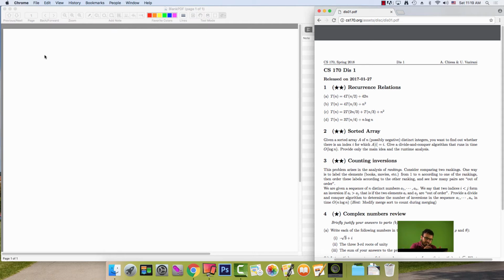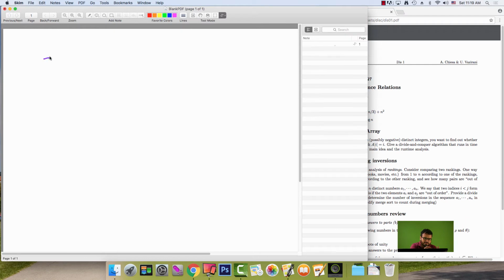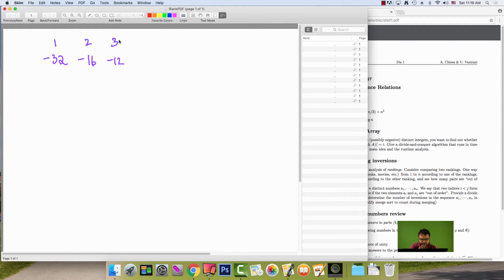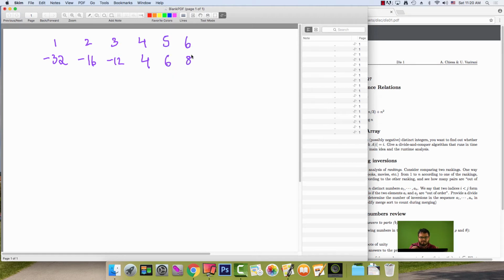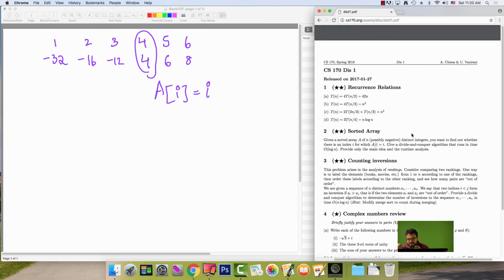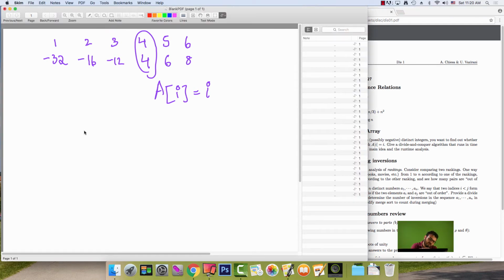So to give you an example, let's say that we have an array that looks like negative 32, negative 16, negative 12. So this is index 1, 2, 3, 4, which is 4, 5, which is 6, which is 8. Let's say we have an array like this. So in this array, is there an index where A of I is I? Indeed, right? We have this one. So that's what the question is asking, and it's asking us to provide a divide and conquer algorithm that runs in O of log n.